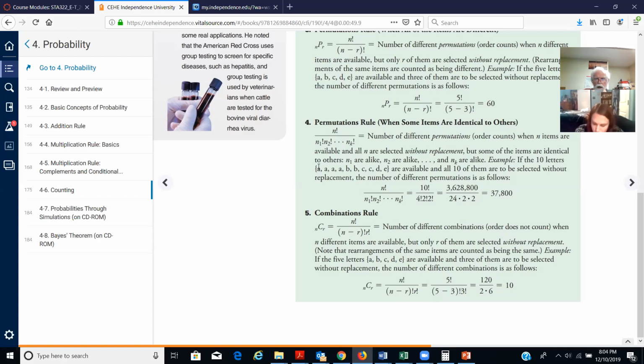This is when we have things that are identical, so we won't go into that. This n1, n2, nk would be the number of A's, the number of B's, the number of C's, the number of D's, and the number of E's. D and E are both 1. 1 factorial is 1, so they just didn't put them in there. So that's how we do it when some of these items can be identical to others. Okay.